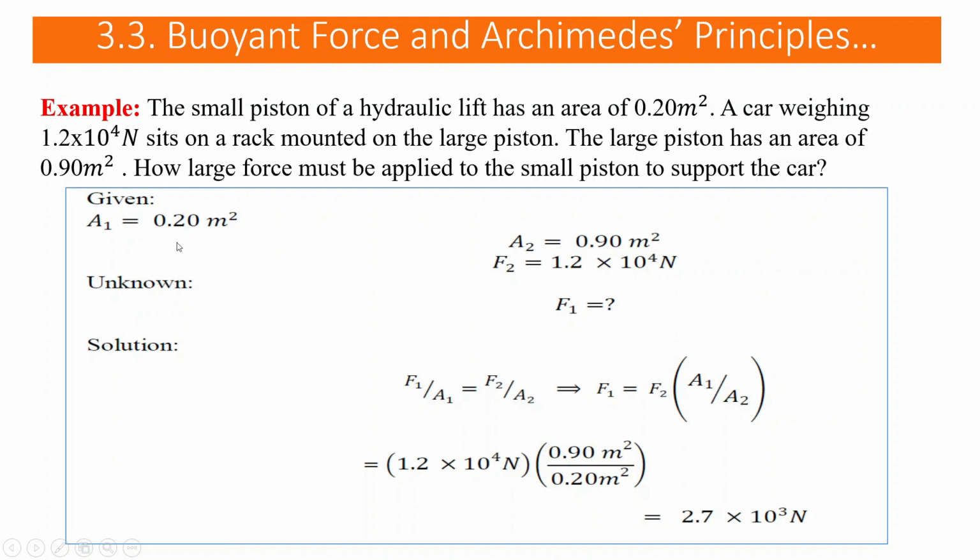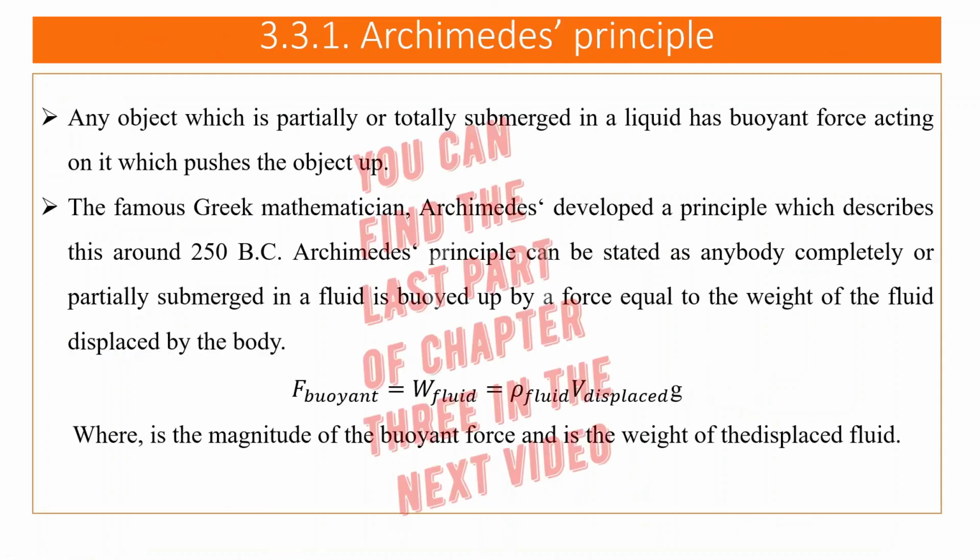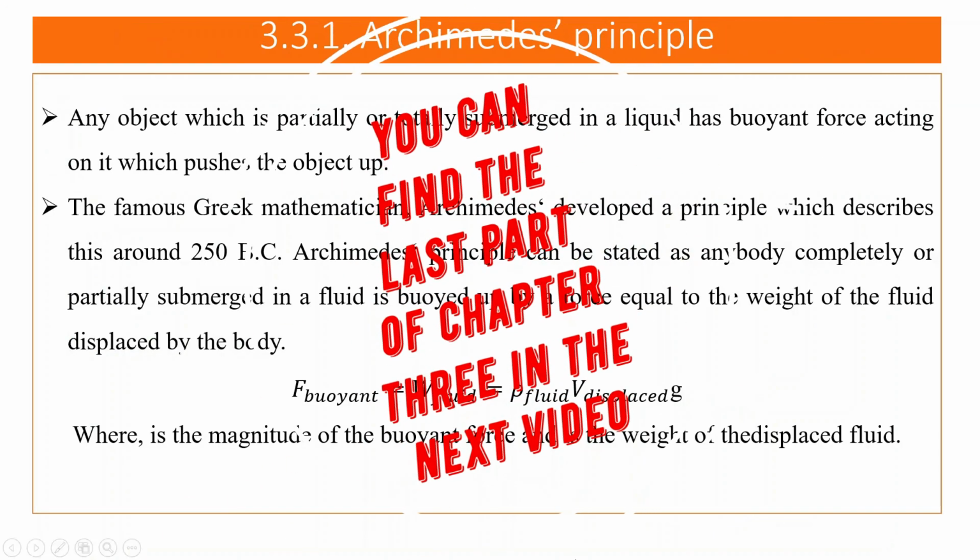So area 1 is 0.2, the smaller area. Area 2 is 0.9. Just take a correction: this is wrong. So 0.2 should be written here. So the result should be 1.2 times 10 raised to 4 multiplied by 0.2 divided by 0.9, and it will give you the answer. Okay, the next one is the Archimedes principle.